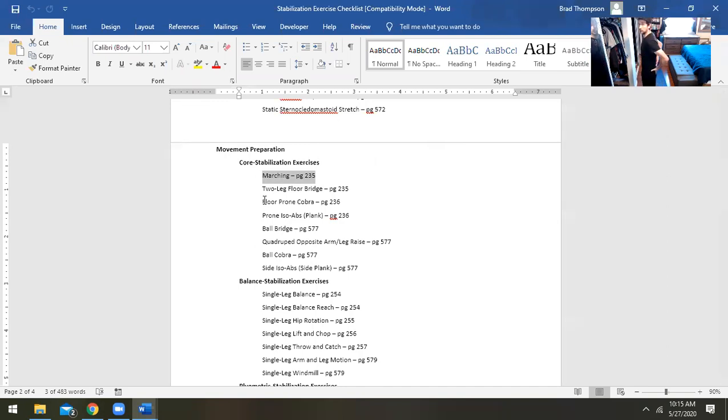A floor bridge is really good for stabilizing in the front, but you're using a lot of glute and a little bit of low back and a little bit of hamstring. If we go with marching, that's going to put it more traditionally on the front. Because in a second, if we look at the floor prone cobra, or the quadruped opposite arm, opposite leg raise, or the ball cobra, all of those are a good way for me to focus on spinal extension, which is going to strengthen my erector spinae, which might also help pull that back a little bit. But really the big one here is the floor prone cobra.